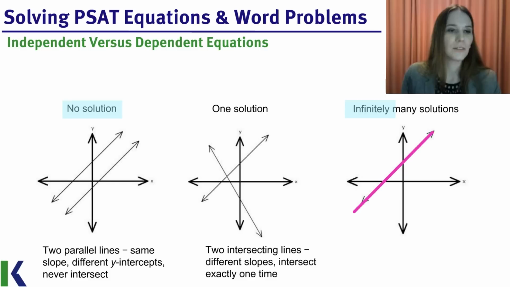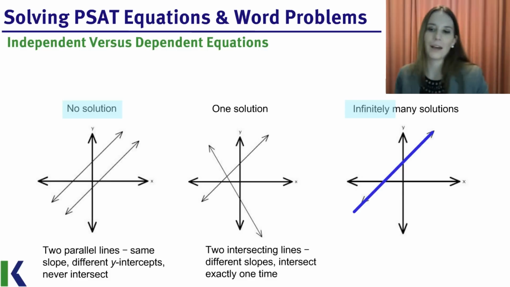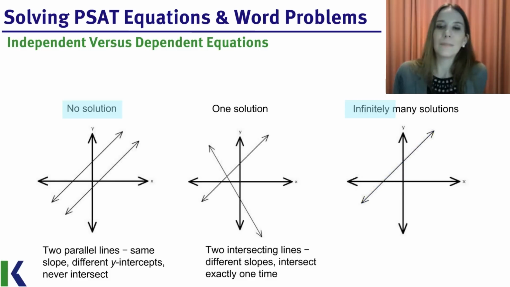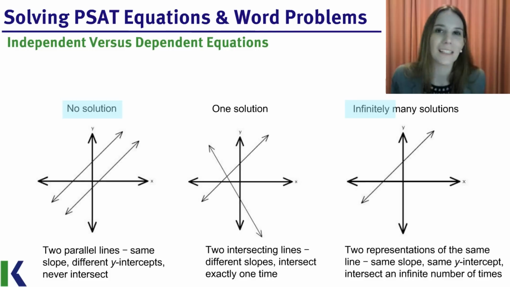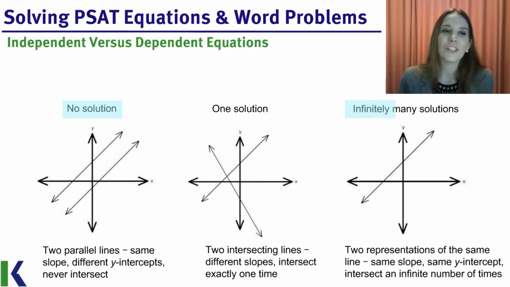So they're just smack dab on top of each other. Now, what this means is that they are the exact same line. So the slope is the same, and the y-intercept is the same, and everything is the same. So you're going to see these questions that ask you about this relationship.